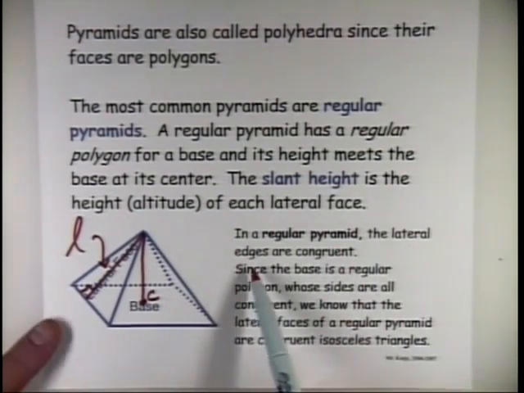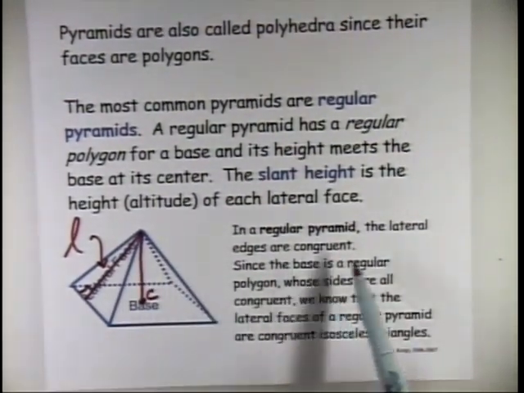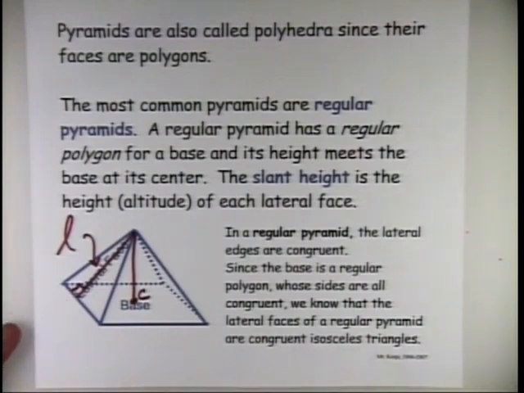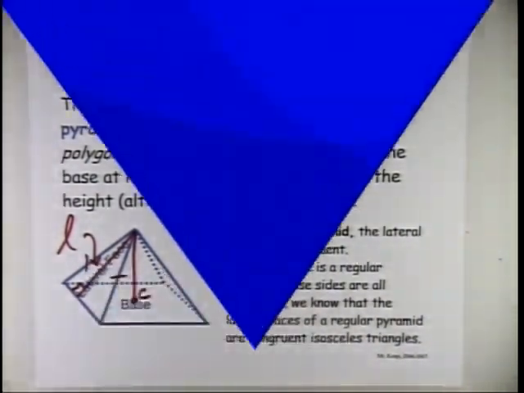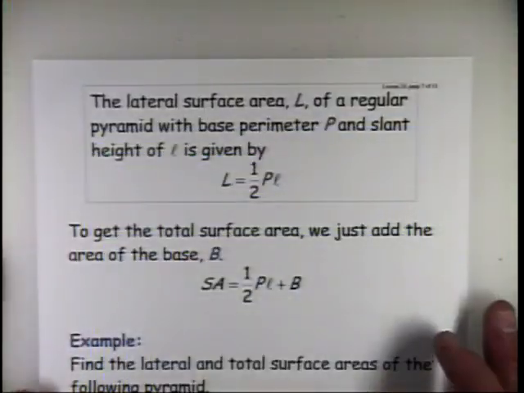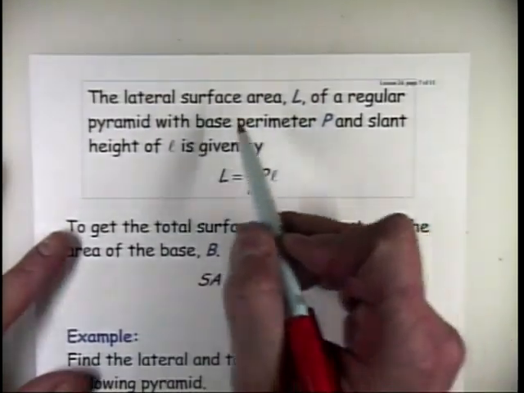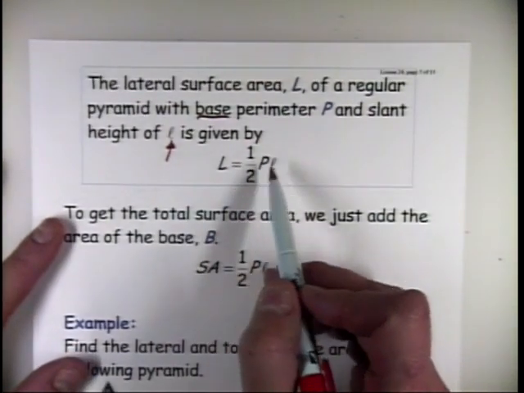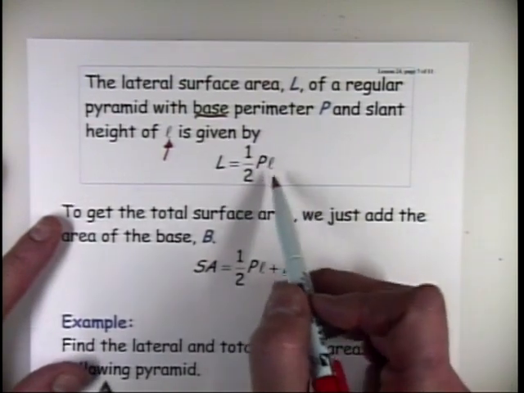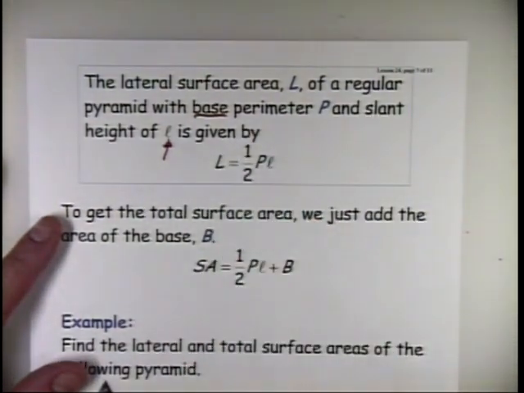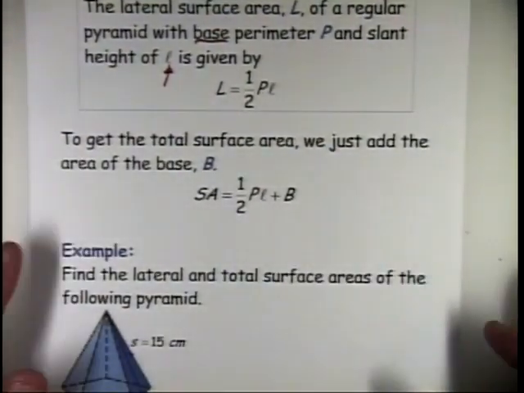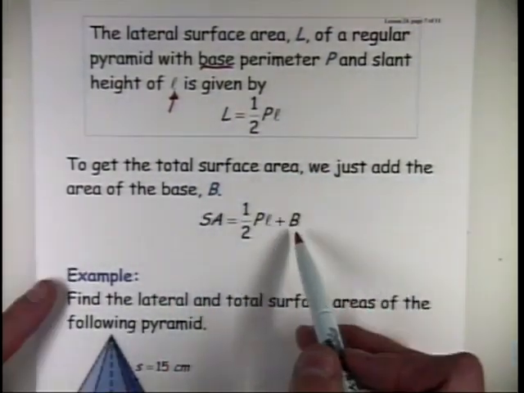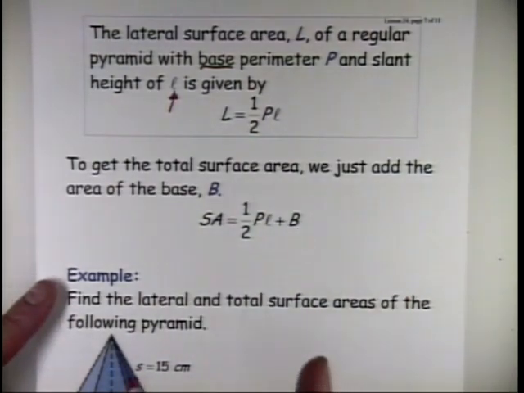All right, now in a regular pyramid, the lateral edges, which are these, where the triangles are joined, are congruent. And since the base is a regular polygon whose sides are all congruent, we know that all the lateral faces are isosceles triangles. That's pretty nice to know. Now the lateral surface area, L again, of a regular pyramid with a base perimeter of P and a slant height of script l is given by L equals 1/2 the perimeter times the slant height. And again, this comes from the perimeter being the sum of the base edges all the way around. To get the total surface area, we just need to add the area of the base. The lateral is all the triangles around the side, and the base is whatever the area of that specific polygon is. We only have one base, so we don't have to double it in this case.